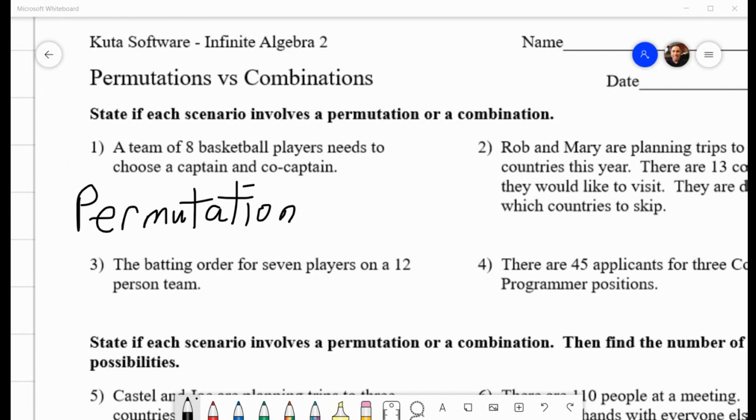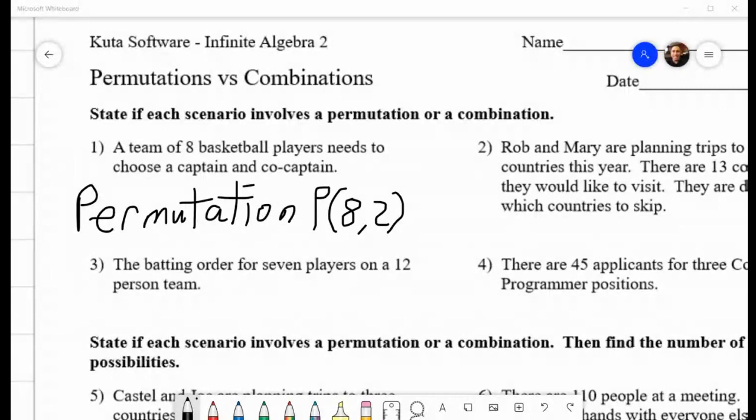Okay, now how many permutations are there? Well, if you go back to our notation, we have P of 8, right? There's 8 players, then they're choosing 2 of them. One's going to be the captain, one's going to be the co-captain. The order matters since those roles are not the same. Now, how many is that? Let me see, what's my notes? Here we go. That turns out to be 56.